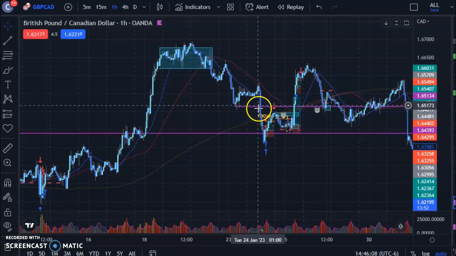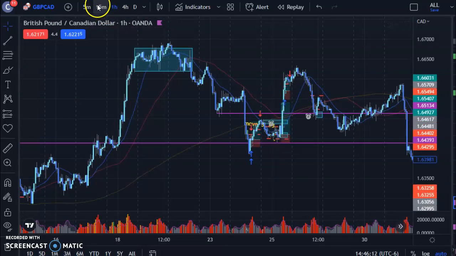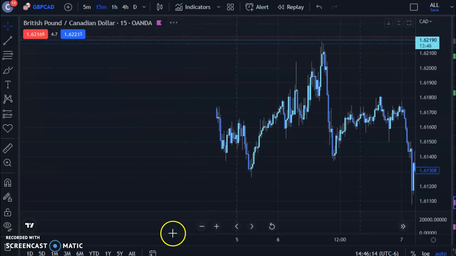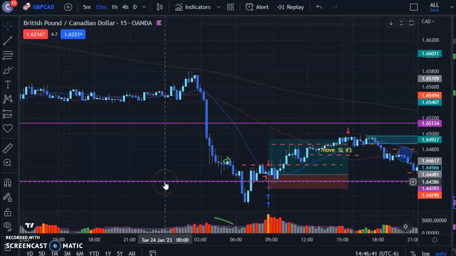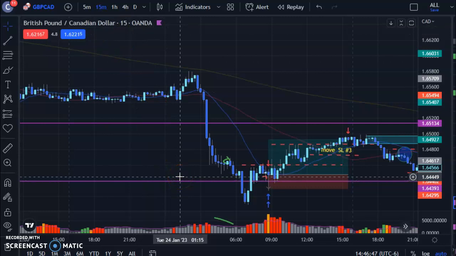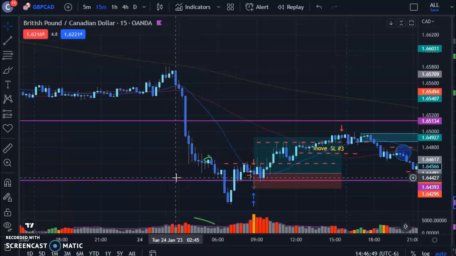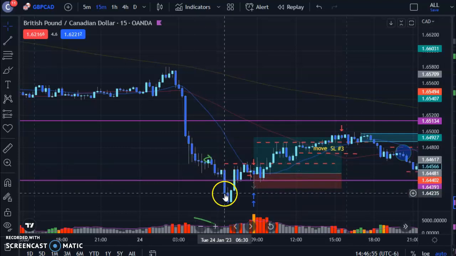So I was watching on the 1 hour as it's coming down, and it started to reject. That got me interested, so I went down to my 15. All right, purple line is that zone on the 1 hour. Actually, it's probably more like a 4 hour type zone than a 1 hour. 4 hour daily type.